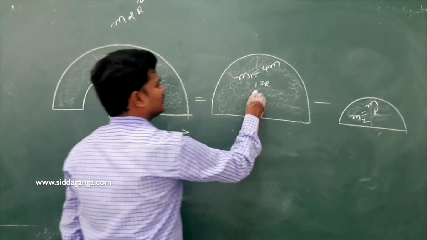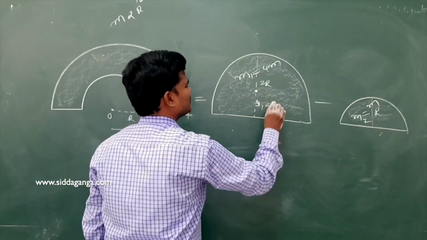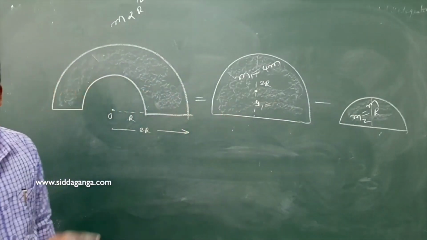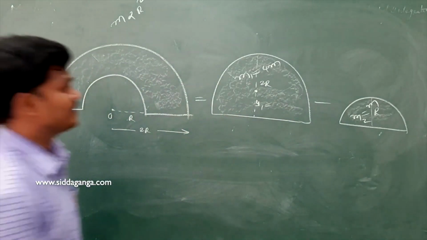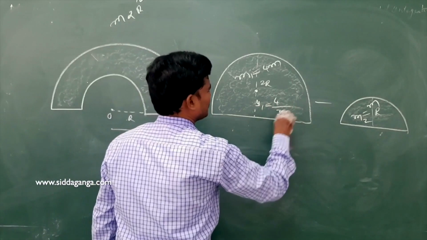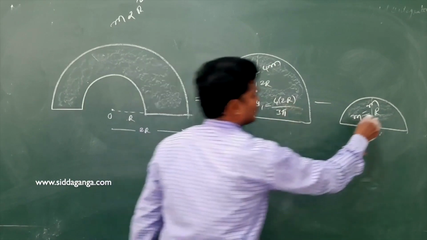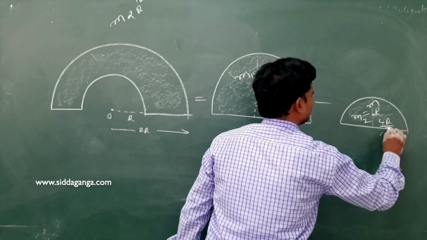So here the center of mass of this one is at y1 equals 4r by 3 pi, which is the formula. Okay, so for the disc, what is the disc formula? 4r by 3 pi. What is the radius of this one? 2r. And here 4r by 3 pi.